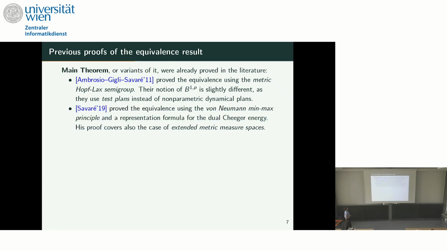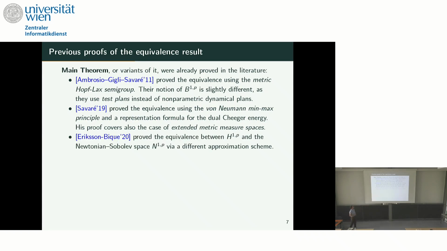And then Savaré proved the same equivalence using the von Neumann min-max principle and a representation formula for the dual Cheeger energy, as you might have seen yesterday. And the proof of Savaré covers also the case of extended metric measure spaces, and I will comment on these extended settings. Then we have work by Eriksson-Bique, who is proving the equivalence between H^{1,p} and N^{1,p}, the Newtonian Sobolev space, and he has a different approximation.